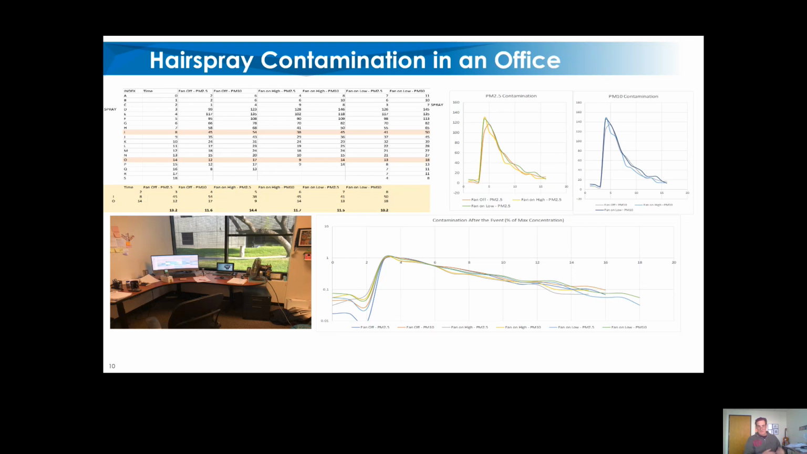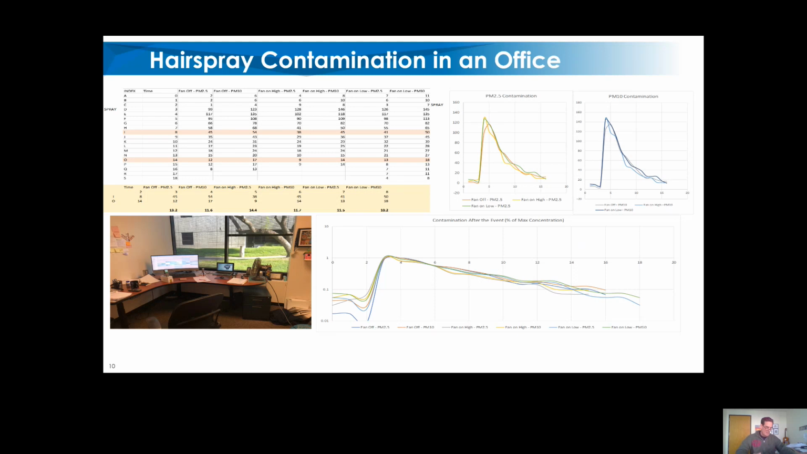Same office. There's a picture of my office from my point of view. And then in addition to the house system, you'll notice that I have a little desk fan. And this test was with that fan turned off and then on low and then on high. It's an oscillating fan. The contaminant was Aquanet hairspray. The desk fan, turns out, doesn't matter.